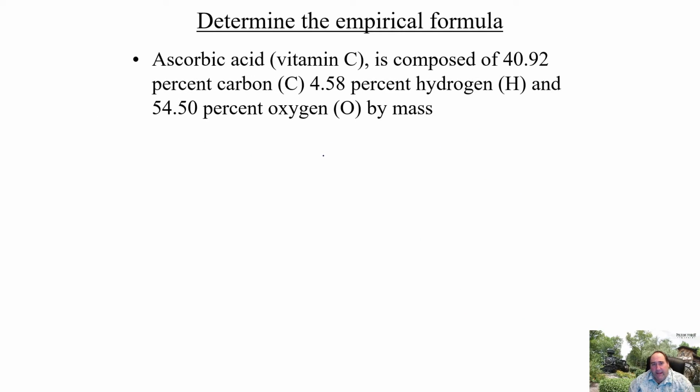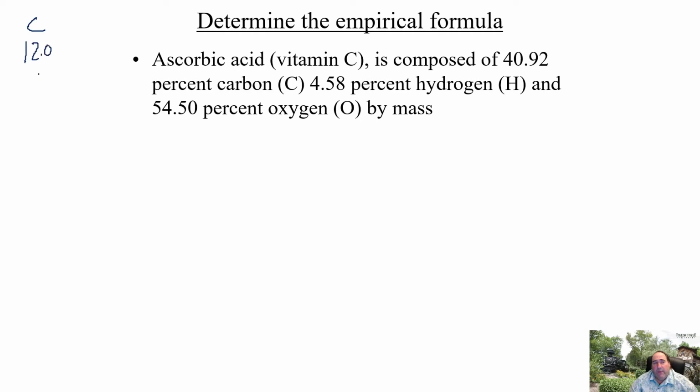All right, so let's take a look here at this one. Why don't you give this a go and see what you end up with. We have vitamin C, which is composed of carbon, that's 40.92%, hydrogen, that's 4.58%, and oxygen is 54.5%.